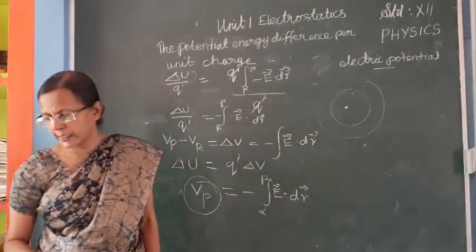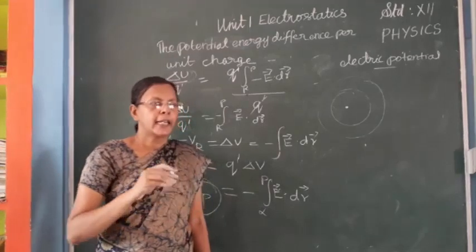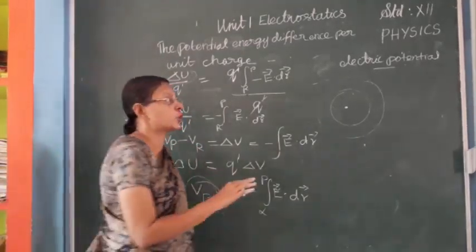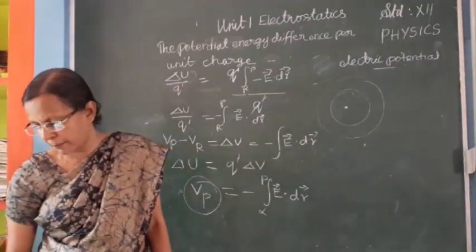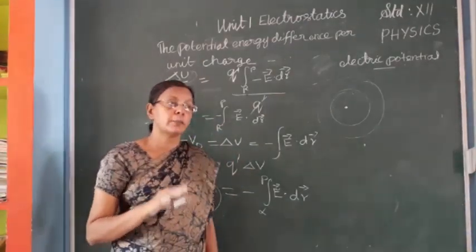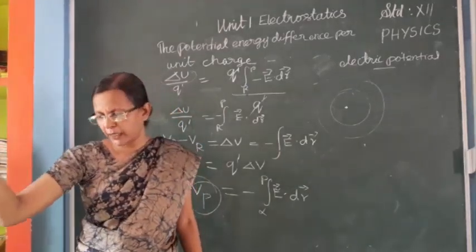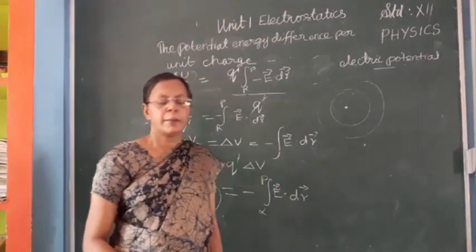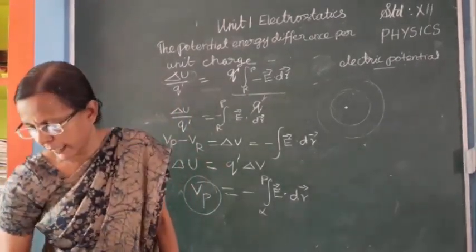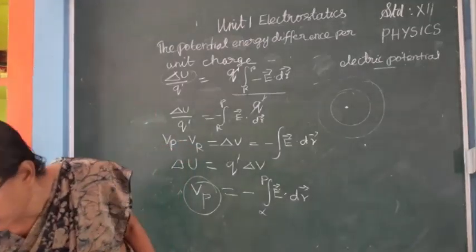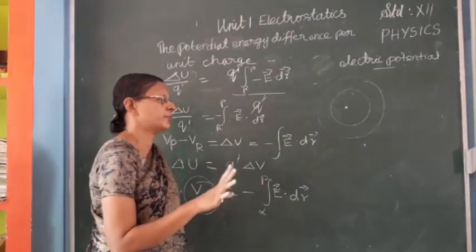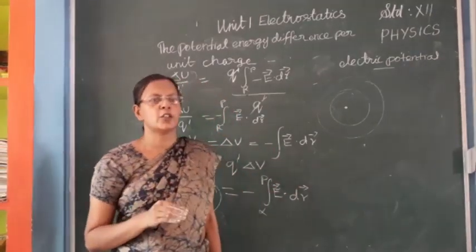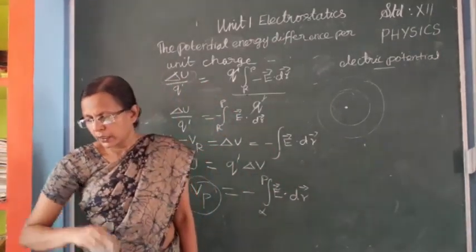So the electric potential depends only on the electric field of the source charge, not on the test charge Q dash. That is the first point. If a positive charge is brought from infinity to a particular point at constant velocity, the external agency should not impart any kinetic energy to the test charge.